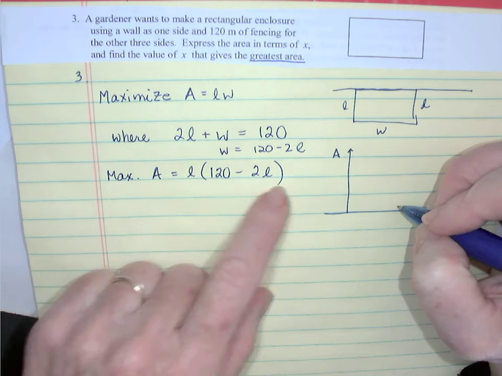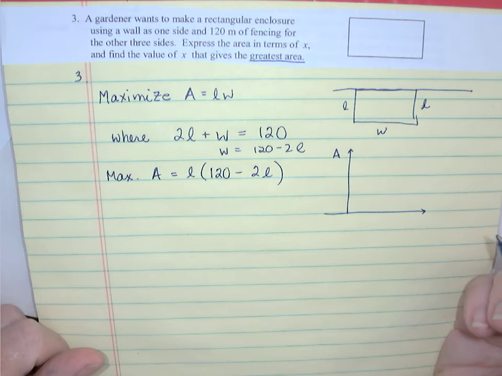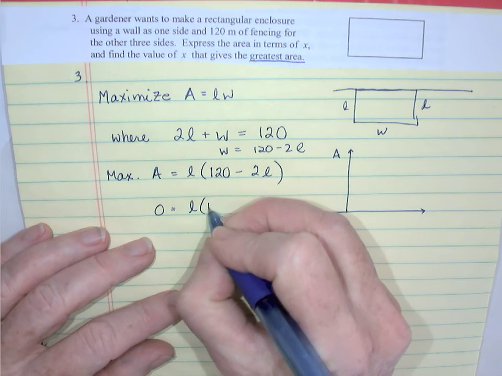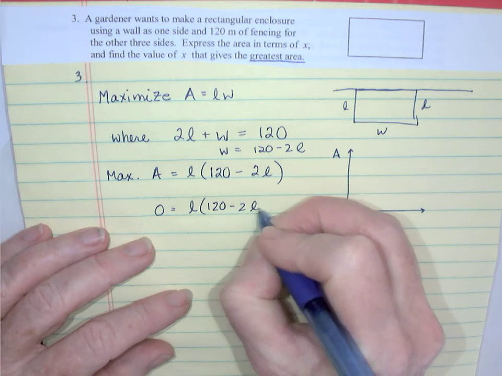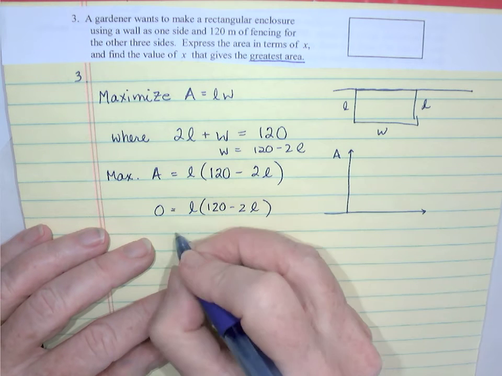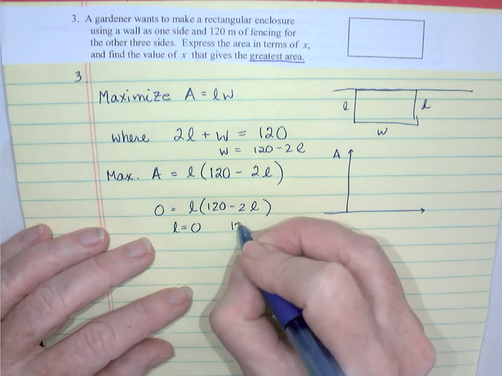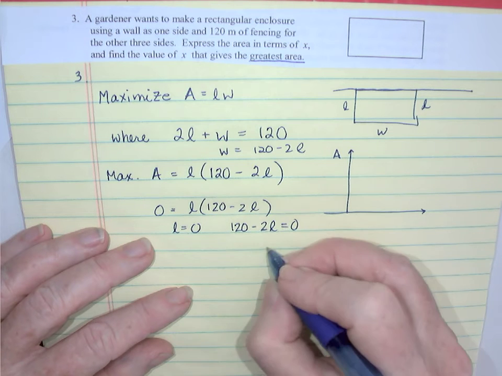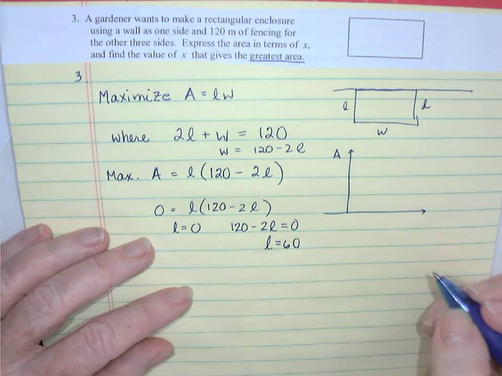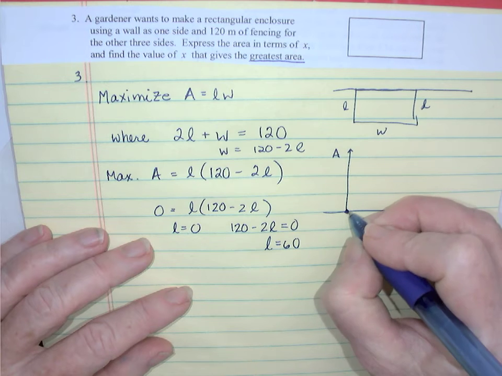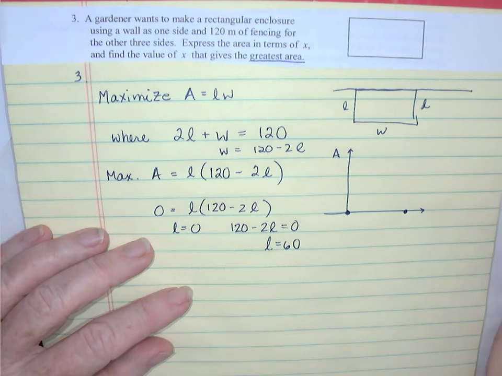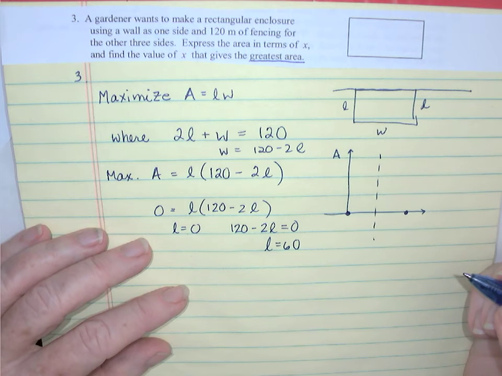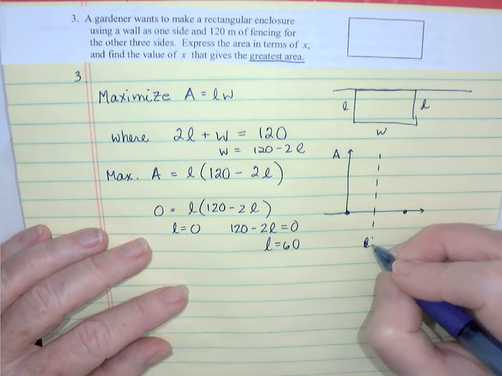For me to graph this, I'm going to use the x-intercepts. So I'm going to set this equal to 0 so that I can find the x-intercepts. And now I'm going to use the zero product property. So either L is 0 or 120 minus 2L is equal to 0. In other words, L is 60. So my x-intercepts are at 0 and at 60, and I know that the axis of symmetry is going to be right down the middle at L is equal to 30.